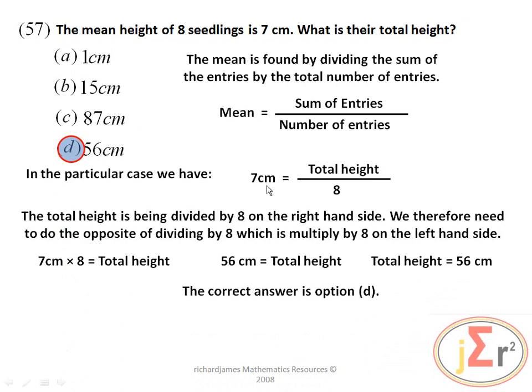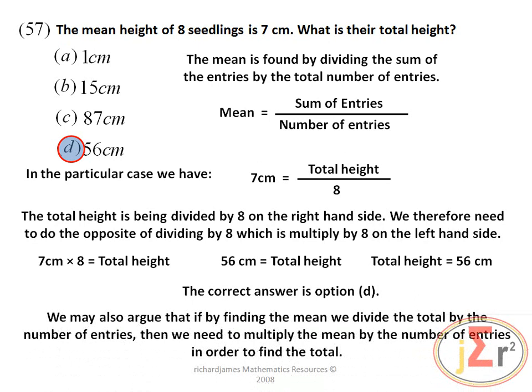Now, we have our situation and we treat it as we would any other equation. We are so familiar with solving equations in Richard James Mathematics Resources that this one should not be too much of a hassle. However, we may also argue that if by finding the mean we divide by the total number of entries, then we need to multiply the mean by the number of entries in order to find the total. So that is an easy argument. We would multiply the mean by the total number of seedlings, and we could have found our answer very easily.